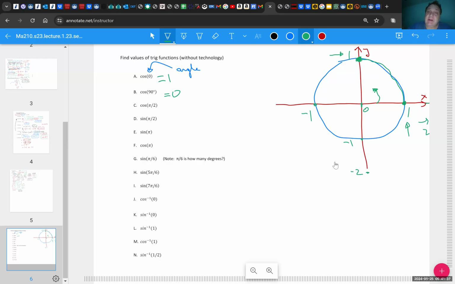So how do we measure radians? Well, all the way around a circle is 360 degrees. And all the way around a circle is 2 pi radians. So we have this equivalent of 2 pi radians is equal to 360 degrees. I'll use that little degree symbol there.